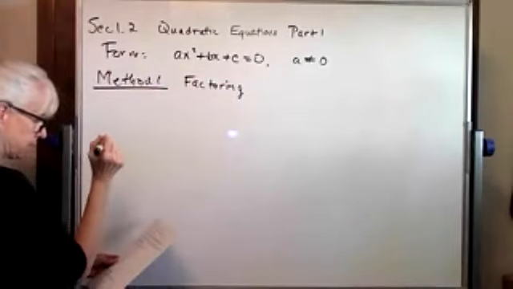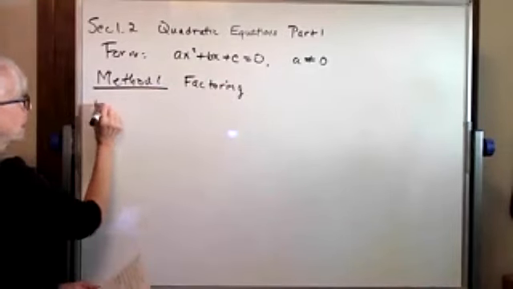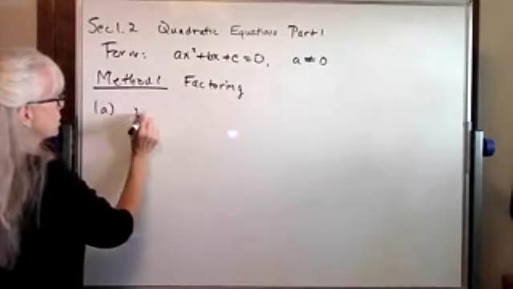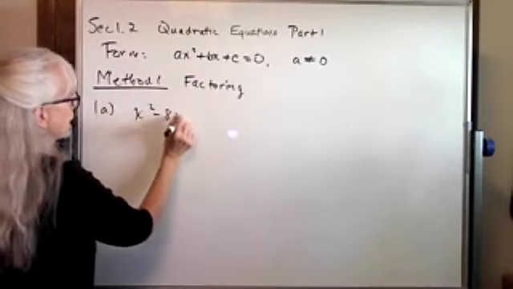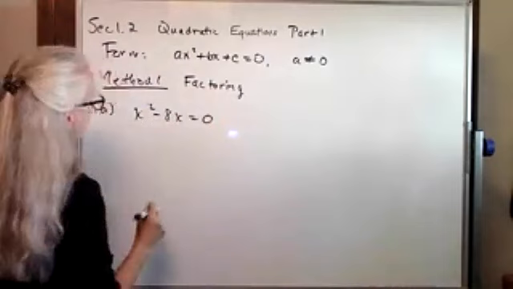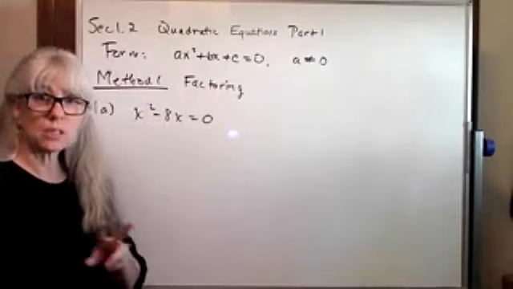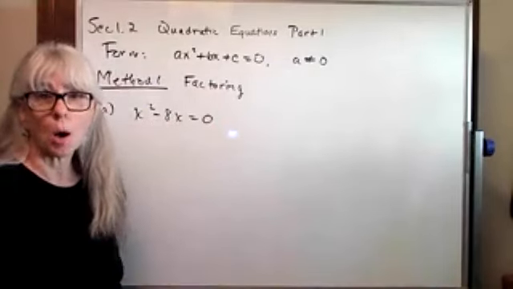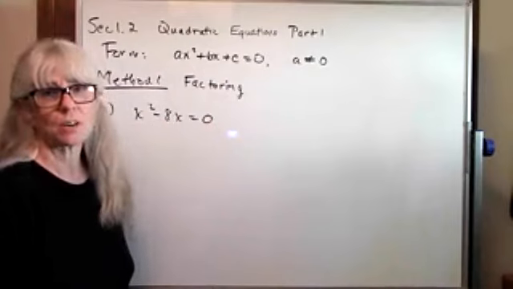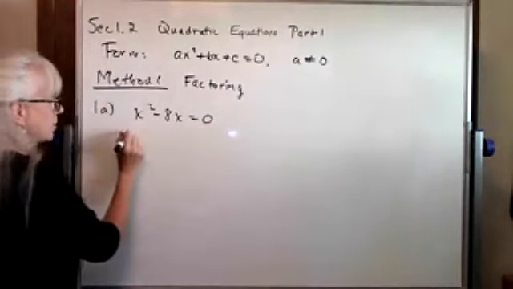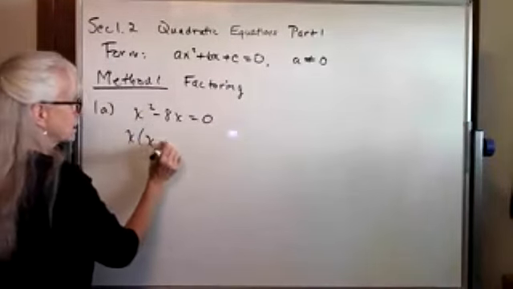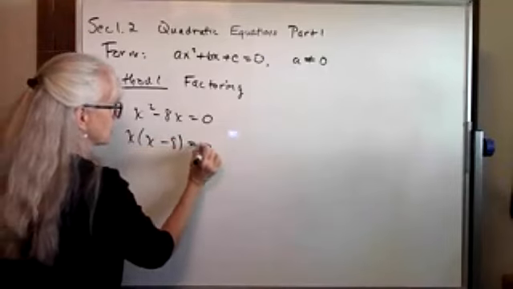Our first example, this is example 1, part A, is let's solve the equation x squared minus 8x is equal to 0. We're going to do this by factoring. So we're going to notice if we just have two terms, they do have something in common. Always look for the greatest common factor first. So I'm going to pull an x out. That's the factoring. That'll leave me with x minus 8 equal to 0.